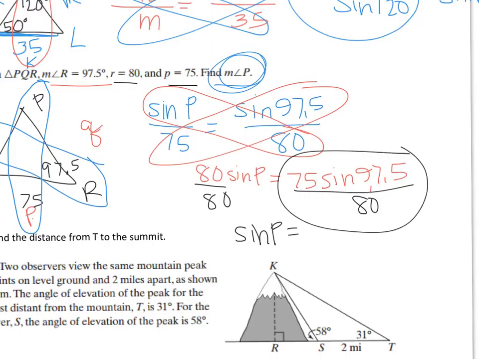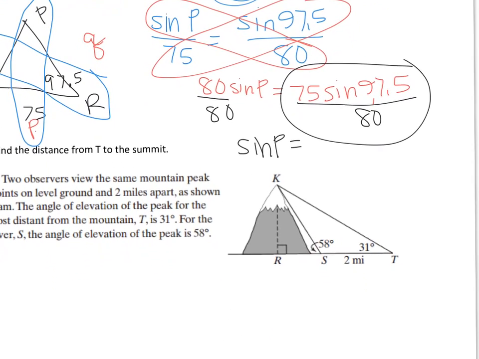So if you remember back in chapter 8, if you're trying to find an angle, you're going to use inverse. So in my calculator, I'm going to do sine inverse, so I do second sine of all this, and I'm going to get an angle measure.